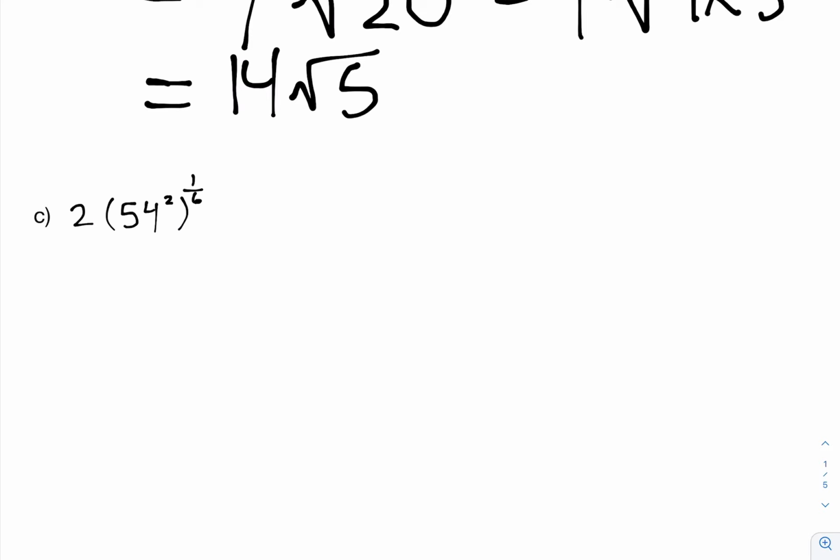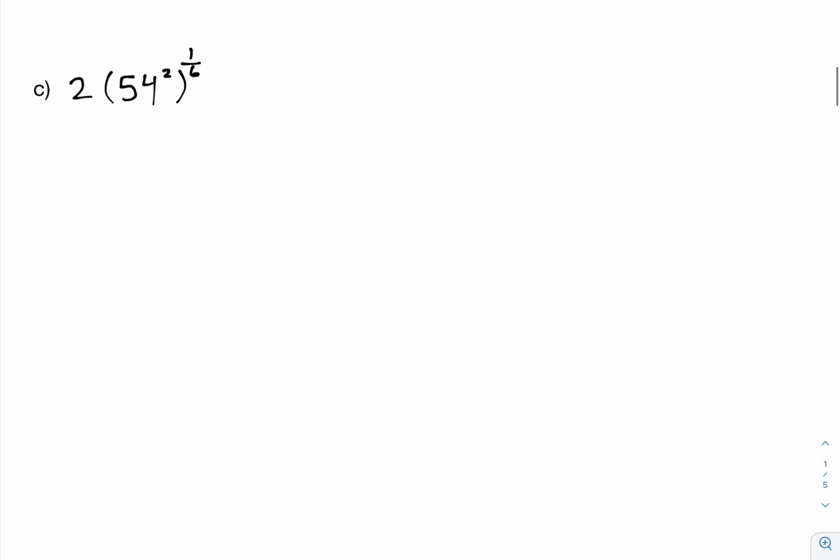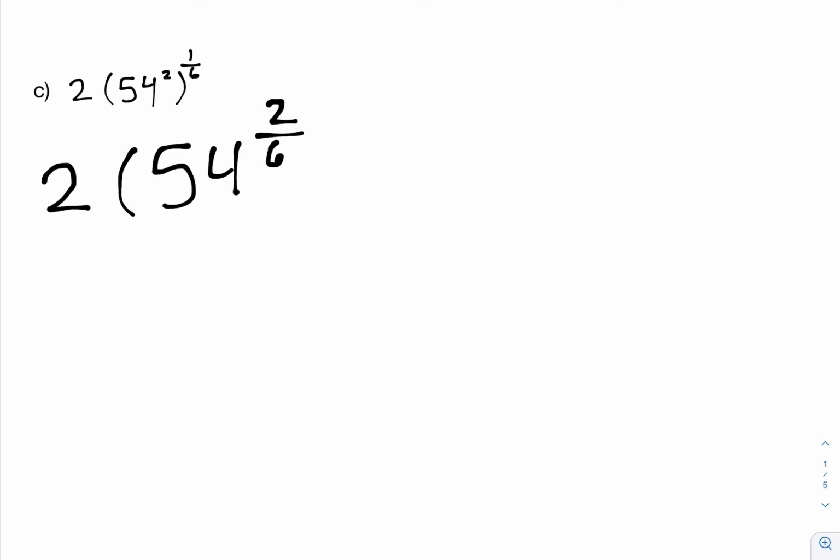Okay, so now we have 2 times 54 squared raised to the power of 1 over 6. So let's leave the 2 on the outside for now. Let's write this as a simplified exponent. So this is 54 to the power of 2 over 6, because we go squared, right? That 2 times 1 over 6, that's just 2 over 6. Okay, and this is the same as 2 times 54 to the power of 1 over 3, right?